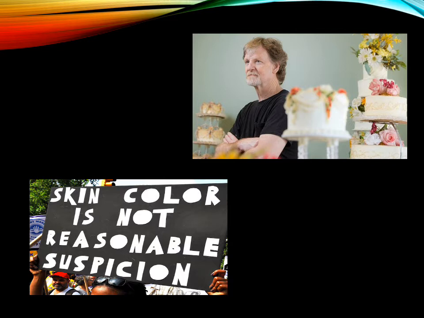Let's start with the picture in the upper right-hand corner. The man's name is Jack Phillips, and he owns a cake shop called Masterpiece Cake Shop in Colorado. This is a famous case, and our discussion this week revolves around the collision, or the intersection, or the conflict between religious liberties and anti-discrimination law. Masterpiece Cake Shop is an interesting case that came to the Supreme Court.